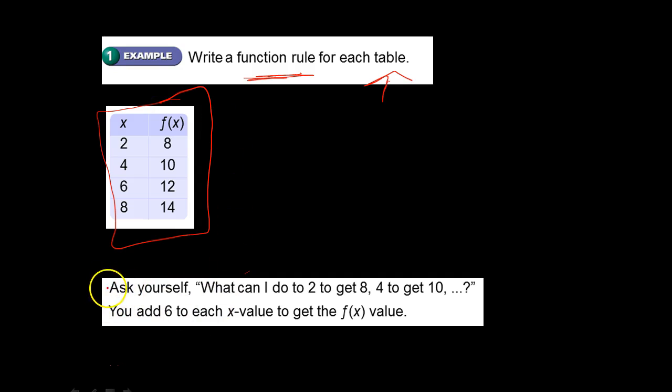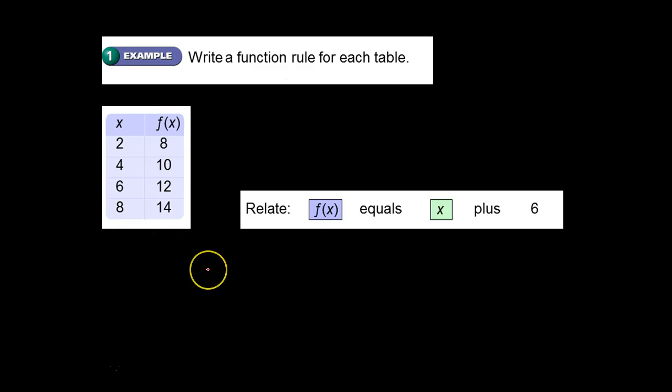So you can go ahead and ask yourself, what can I do to 2 to get 8? What can I do to 4 to get 10? 6 to 12? 8 to 14. You continue to go through here. We're going to realize that what's happening is that a plus 6 is happening every time. 4 plus 6 gives you 10. 6 plus 6 gives you 12. 8 plus 6 gives you 14.